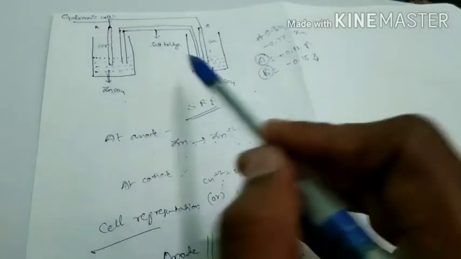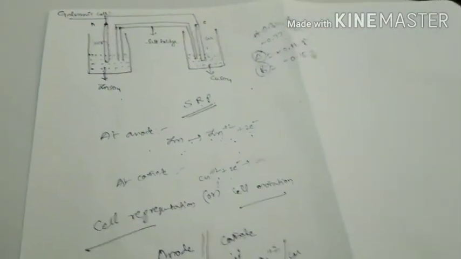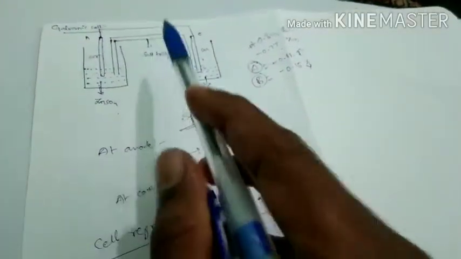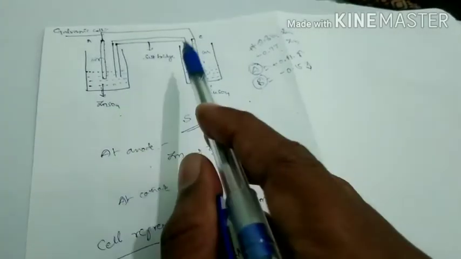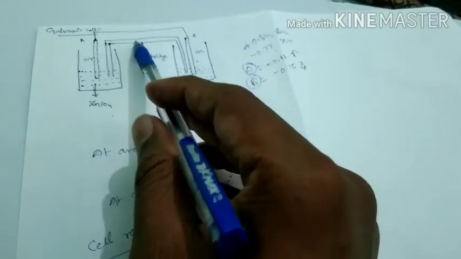The amount of zinc decreases and the amount of copper increases. Next, one more very, very important point: the purpose of the salt bridge. That means, why should we put a salt bridge here? What is the role of the salt bridge? I told you already, this salt bridge contains salts.